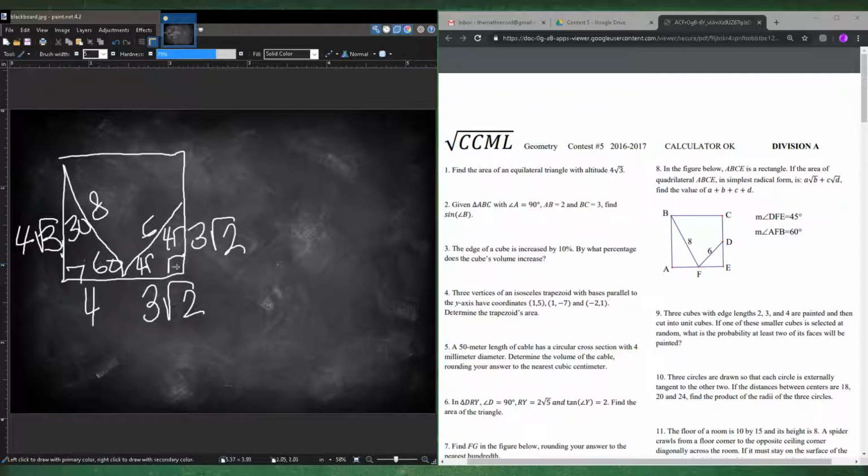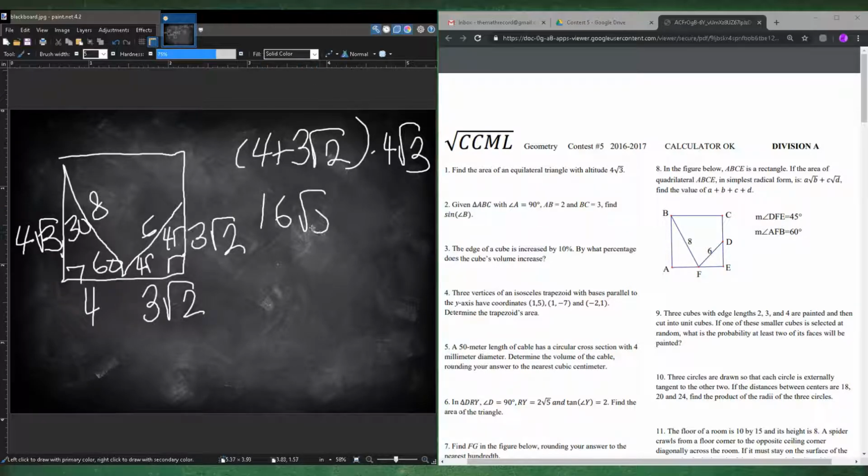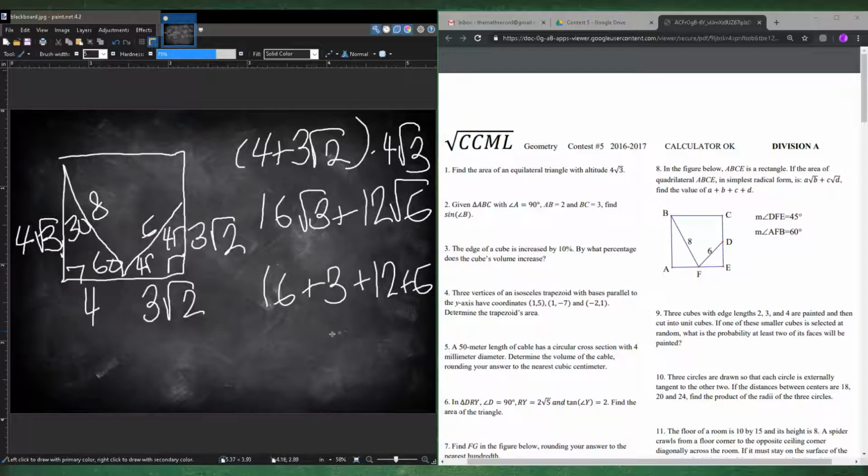So the area of the rectangle is basically just the base, which is 4 plus 3 square root 2, times the height, which is 4 square root 3. Which gives us 16 square root 3 plus 12 square root 6. So to find a plus b plus c plus d, you just add those together. 16 plus 3 plus 12 plus 6 gets you 37. So the answer for 8 is 37.